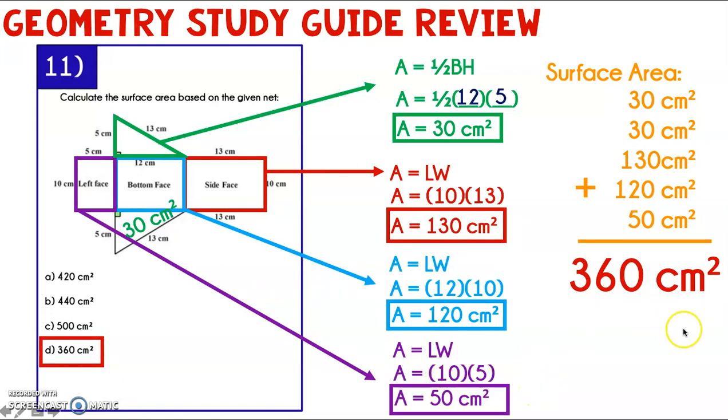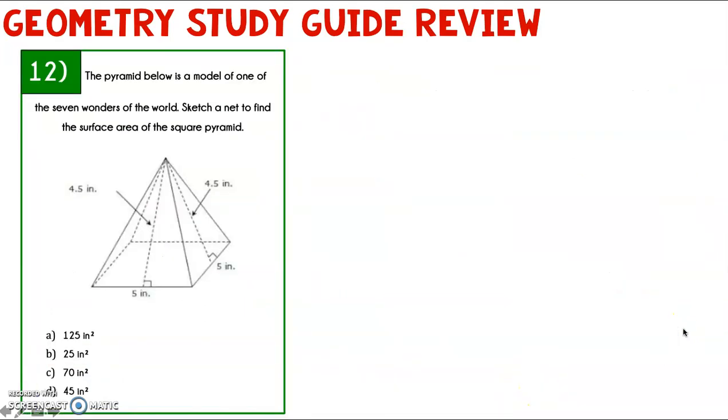Okay. All right, let's take a look at number 12. It's another surface area problem. But for this one, they give us a 3D shape, and we have to draw the net and label our dimensions, and then go from there and find the surface area.